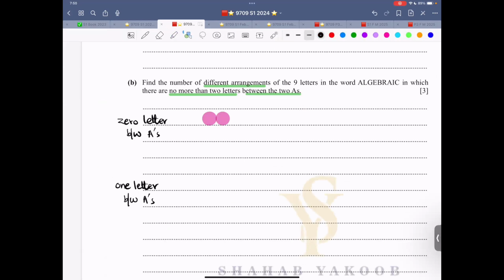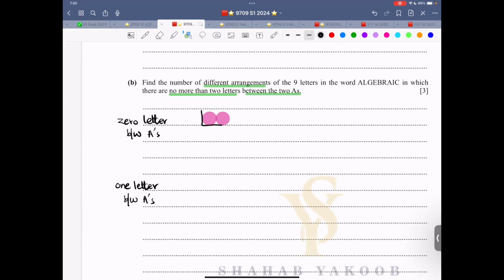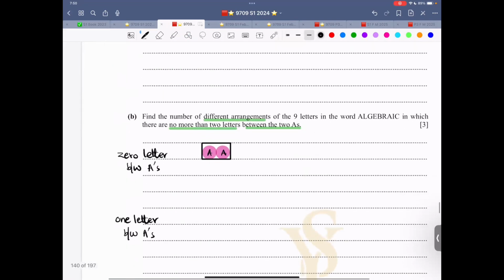Let me draw a box around it. So therefore, there is a box like this, and there is an A, there is an A. And what are the letters? L, G, E, B, R, I, C.